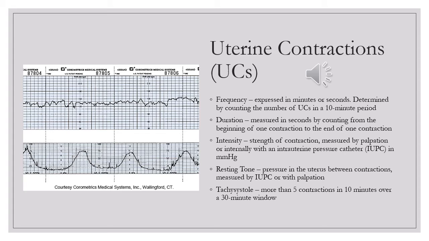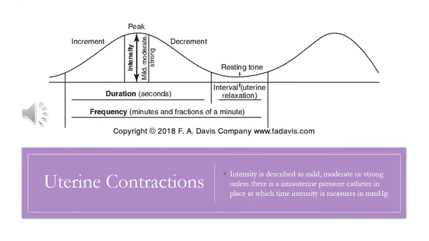Interpretation of uterine contractions includes assessment of the frequency, duration, intensity, and resting tone, and can be monitored by palpation or with the external fetal monitor. The normal contraction pattern is 5 or less contractions in a 10-minute window when averaged over 30 minutes. If you're having more than 5 contractions every 10 minutes, it's called tachysystole. This picture from your book gives you a good visualization of the different components of uterine contractions.